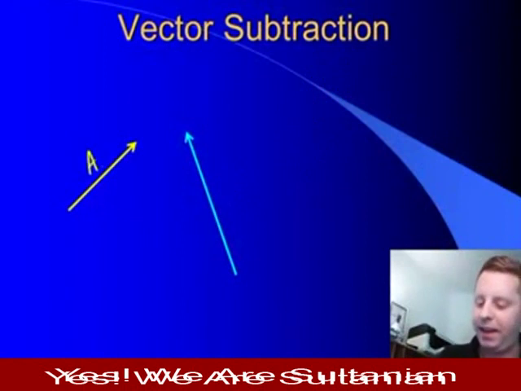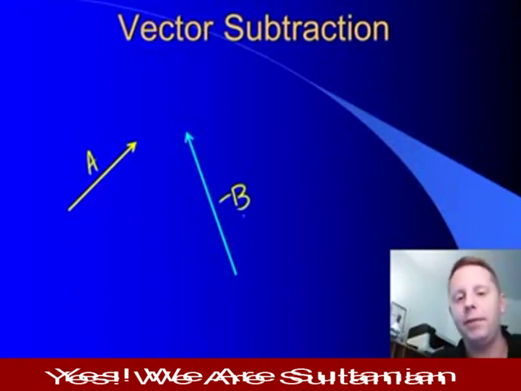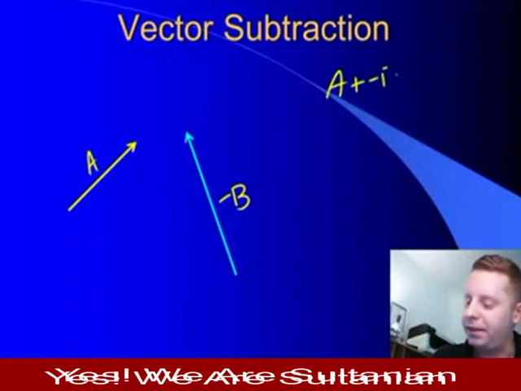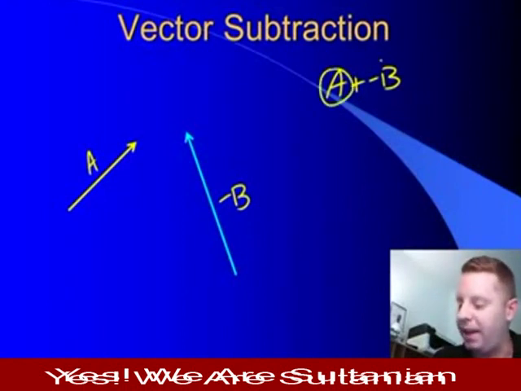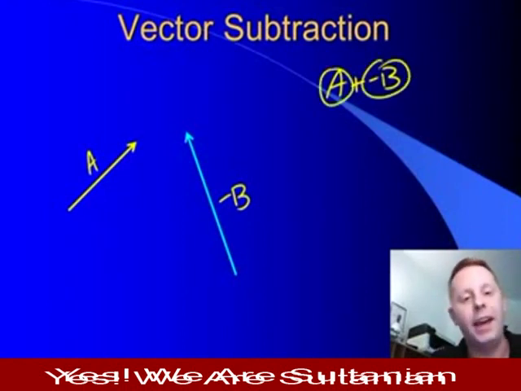Now we have a and negative b. The light blue vector is now pointing in the opposite direction. So we have a plus negative b, which is the same as a minus b. Now it's an addition problem where we're adding a and negative b. How do we add vectors? We line them up tip to tail.